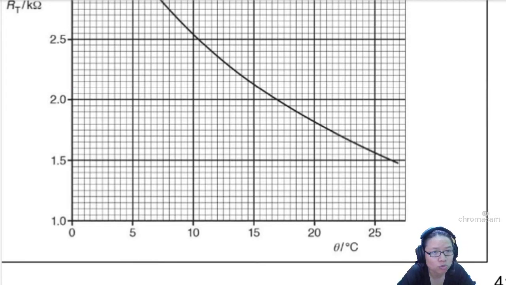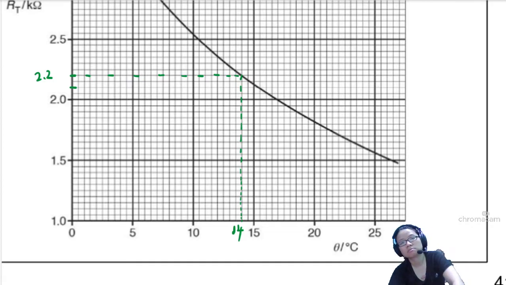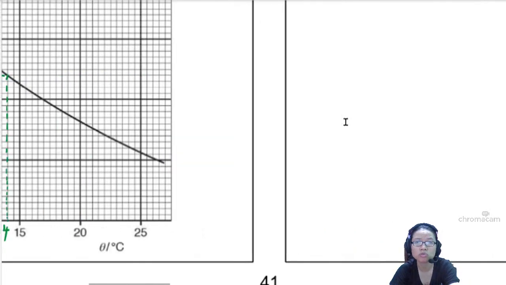All right, so where is 2.2? This is 2.1. This is 2.2. So you extrapolate the line. You can use a ruler at home. This one looks like 14, right? 8 boxes is 14. So 14 degrees Celsius.